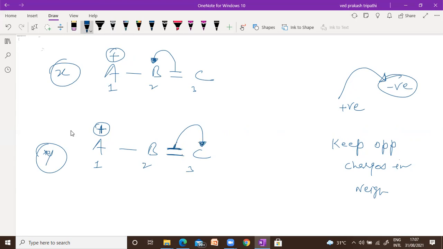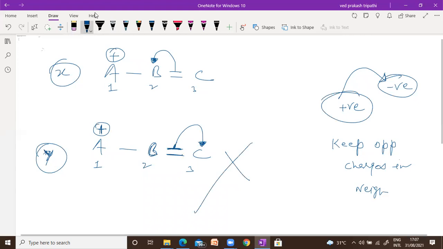As you can see, head is present on C. But in example Y, tail of arrow is present on B. Tail means positive charge. So B has the same charge, positive, and A also has positive. So it means repulsion. So Y is not correct. Any doubt about this one? Why is X correct? Because 1 and 2 have opposite charges. Any doubt about the bond breaking phenomena?